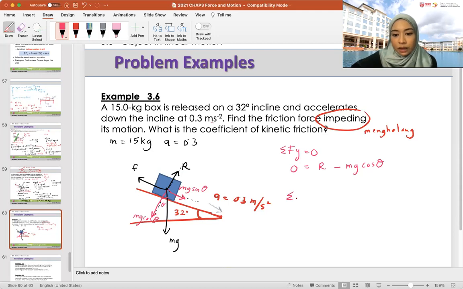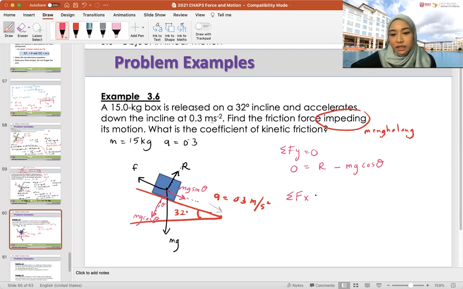Next, Fx, is it equal to 0 or not? No. Doctor, do you mean Haikal is an angel? It's not me, Amy said it. Oh, everyone is saying no to Haikal being an angel. Sorry Haikal. Okay, just kidding.